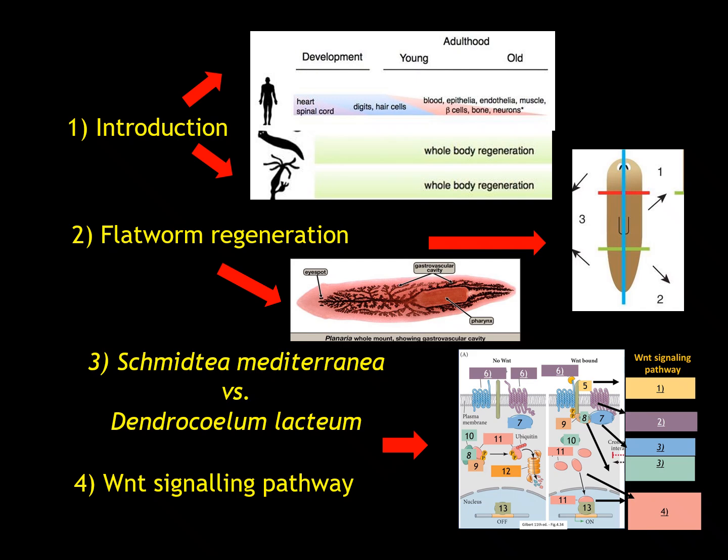In this class, we're going to talk about four main topics. In the beginning, we're going to give a little bit of introduction about regeneration during evolution. Then we're going to have an example of flatworm regeneration. And then we're going to focus on two species to show you that even closely related species can have different degrees of regeneration. And then we're going to talk about the Wnt pathway, how a small change in a pathway can bring back the regeneration that is lost during evolution. Okay, so let's start now.